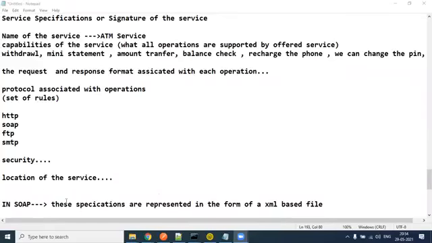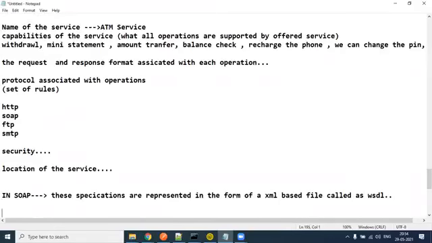So when you're working in the SOAP world, these specifications are represented in the form of an XML based file called WSDL, which stands for Web Service Description Language. This is not Web Service Definition Language. Are we defining the web service? No, we are describing the web service.